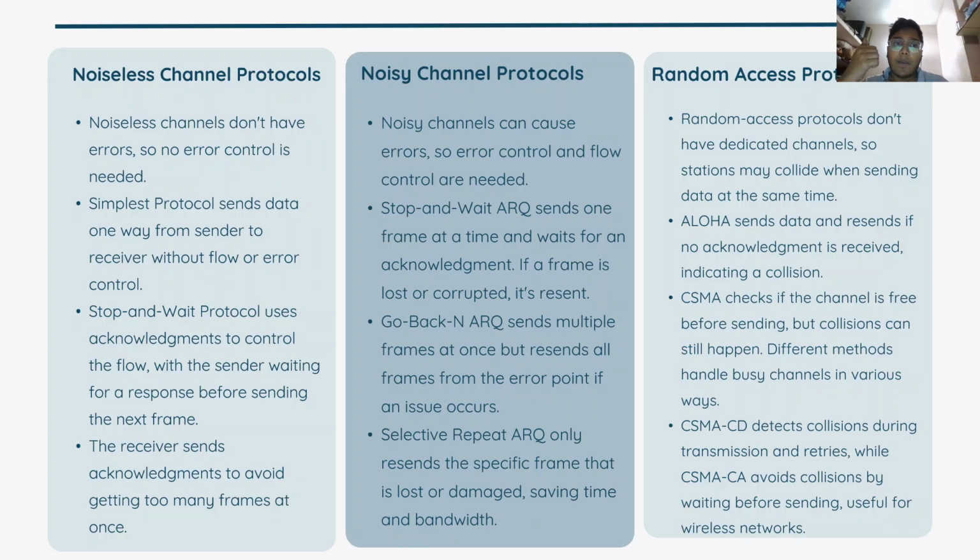The stop and wait protocol uses acknowledgement to control the flow, with the sender waiting for a response before sending the next frame. The receiver sends acknowledgement to avoid getting too many frames at once. When we are talking about noisy channel protocols, it can cause error control and flow control errors. It can cause errors.